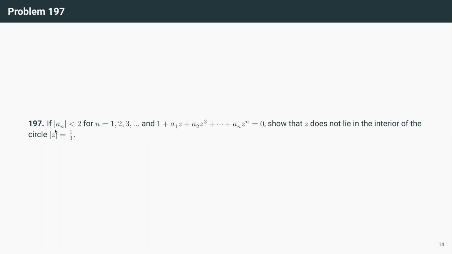Problem 197 says that if mod of a n is less than 2 for n is equal to 1, 2, 3 and so on, and 1 plus a1 z plus a2 z square plus up to an z to the power n is equal to 0, prove that z does not lie in the interior of the circle mod z is equal to 1 by 3.